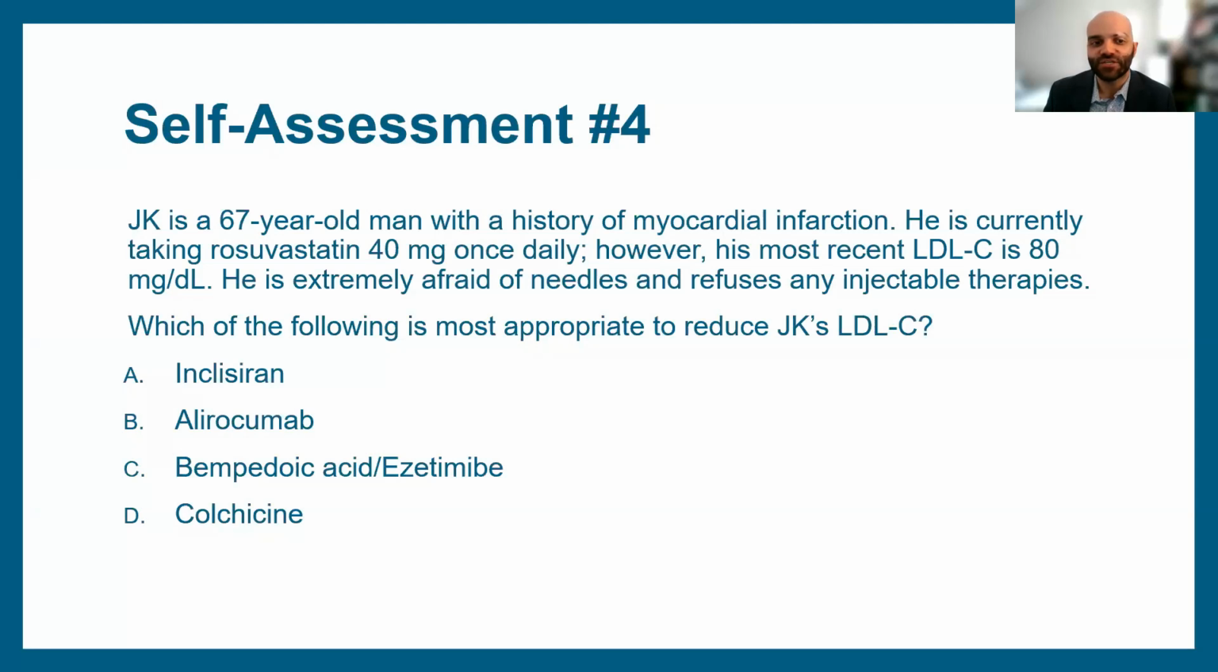I'm not going to post the assessment question. I'm just looking at this patient with a history of MI, 40 years old, who refuses any injectable therapy, with an LDL of 80 still. What would still be an option? Well, inclisiran is an injectable. Alirocumab, which is a monoclonal antibody, would be an injectable.